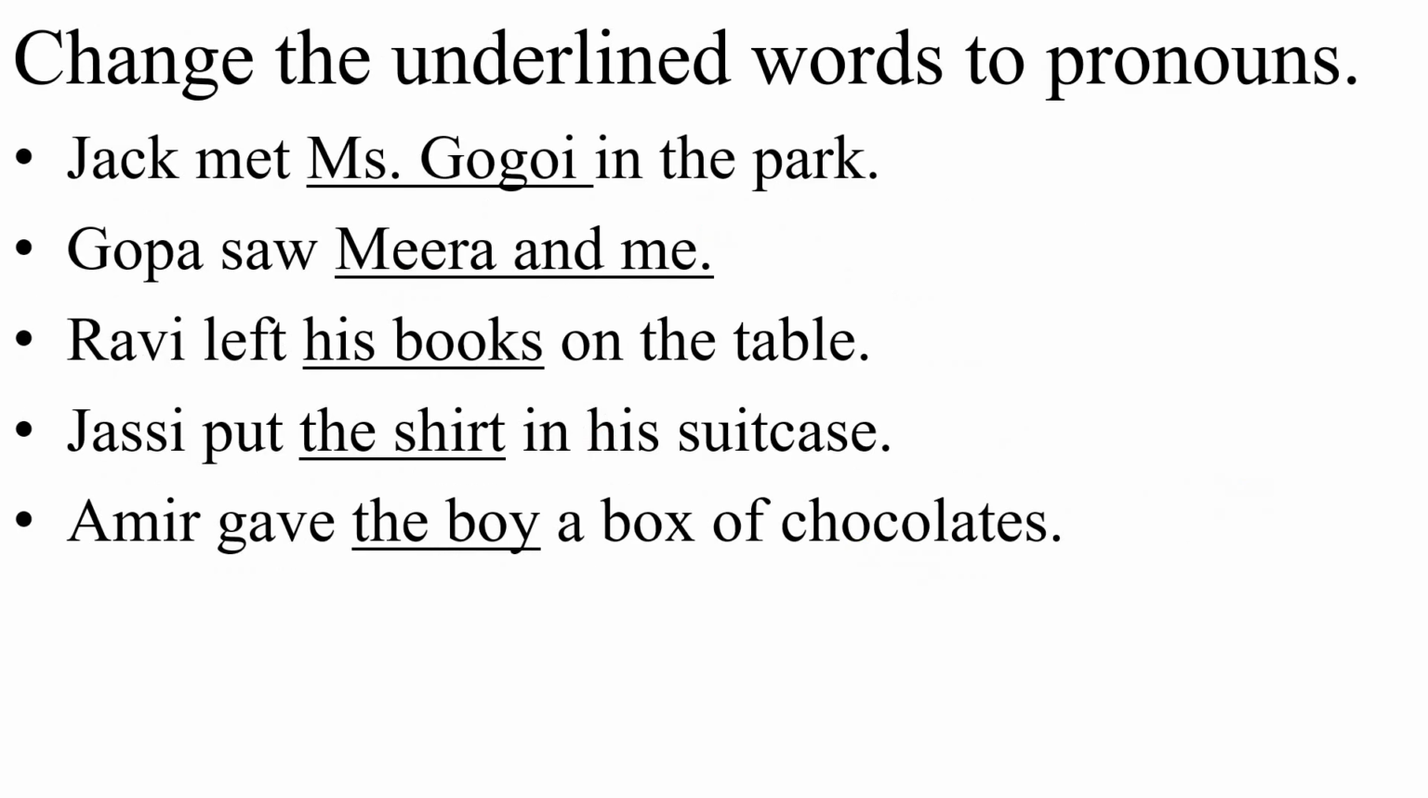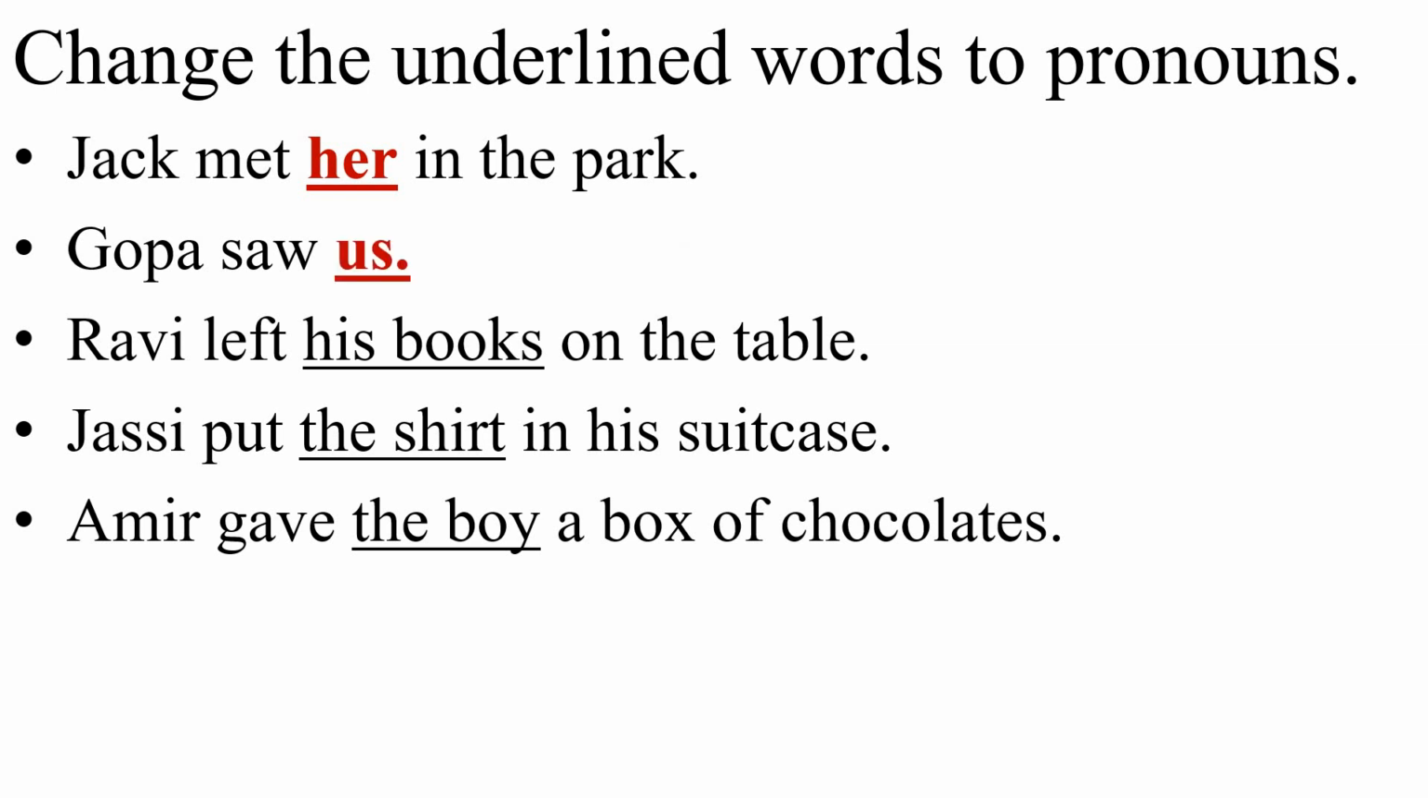Next exercise is, change the underlined words to the pronouns. In the first, the underlined word is Miss Gogoi. Miss Gogoi is indicated to a girl, so the answer here is her. In the second, the underlined word is Meera and me. And here we have to use the pronoun in objective case. And the pronoun for Meera and me will be us. The next is his book. His book is indicated to a non-living thing. And non-living things के लिए हम pronoun use करते हैं it.